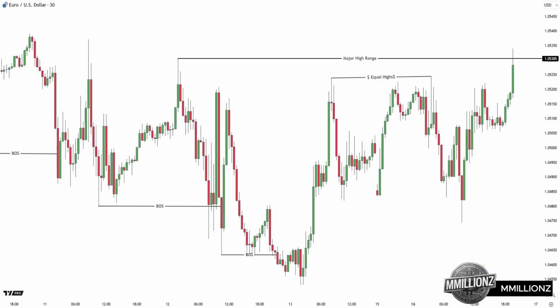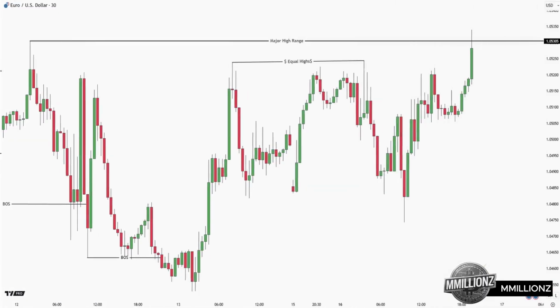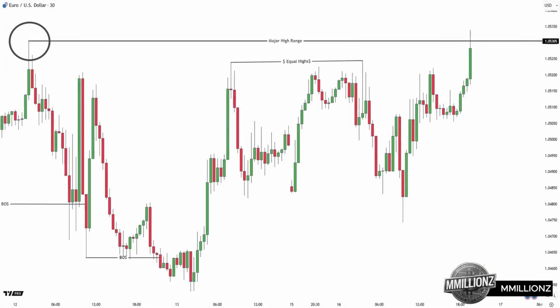Here we have Euro-Dollar 30-minute chart displayed on the screen. As you can see, the market's overall profile is bearish, since the price has created multiple bearish breaks of structures to the downside. If we take a closer look, you'll notice that the price grabbed the buy-side liquidity above this major high with a large engulfing candle. On its way up, it also swept the liquidity above these equal highs. After taking out this liquidity, the price has now returned below the range of the major high.